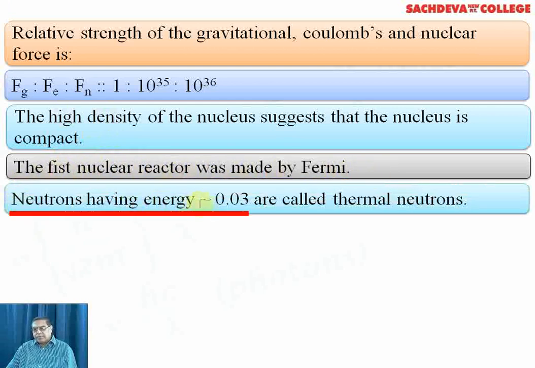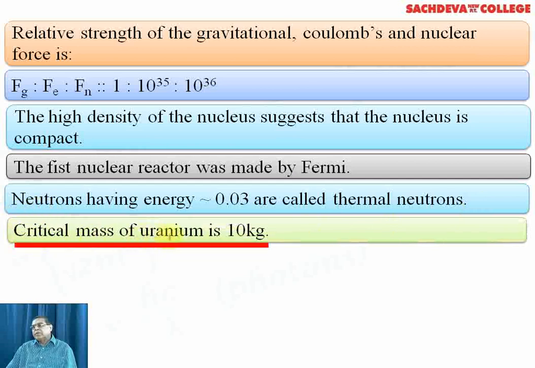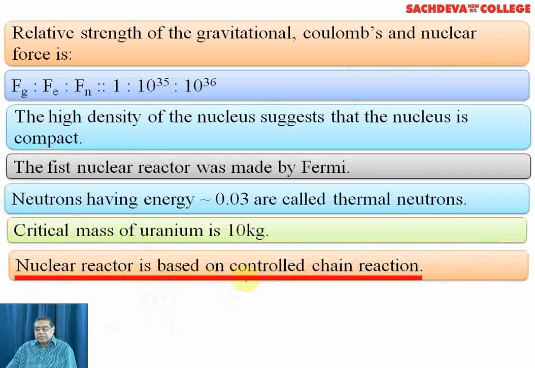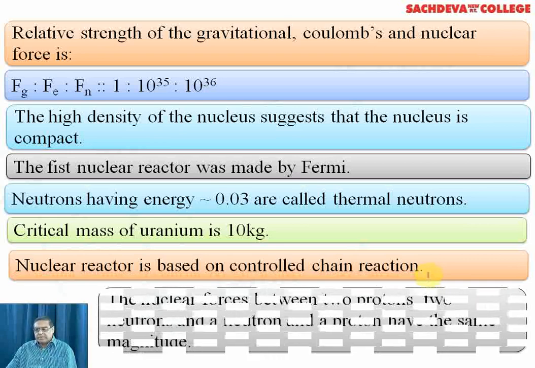Neutrons having energy 0.03 eV are called thermal neutrons. However, the energy is not fixed, it varies. The critical mass of uranium is generally 10 kg. This is a very necessary condition for carrying out nuclear fission. The nuclear reactor is based on a controlled chain reaction, because if it is uncontrolled, then there will be a destruction process. And the controlled chain reaction is very useful in the production of electrical power.